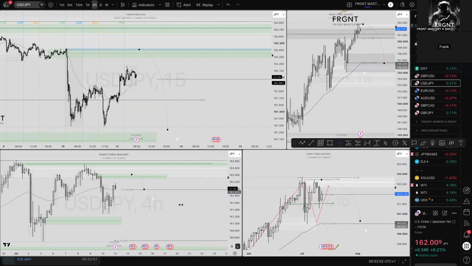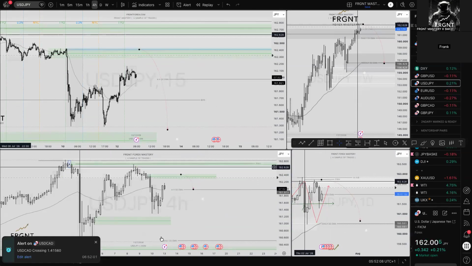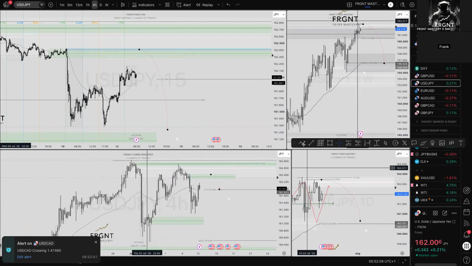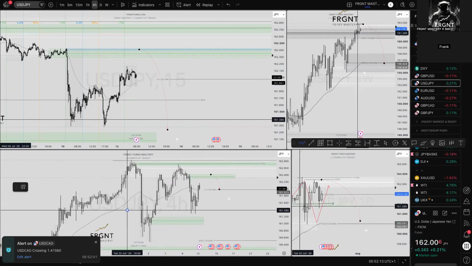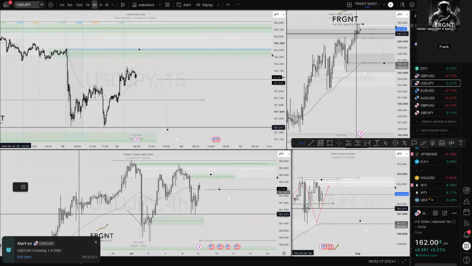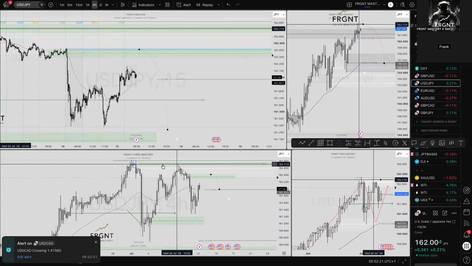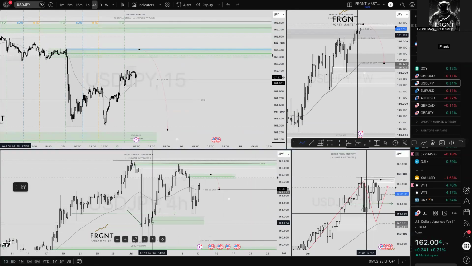Order blocks in green for the 4-hour, and we can see a couple of options here. We've got session highs right up at the top, where it must be said that daily engulfing candle to the downside is this movement here. And that has most certainly broken structure points on that 4-hour time frame.